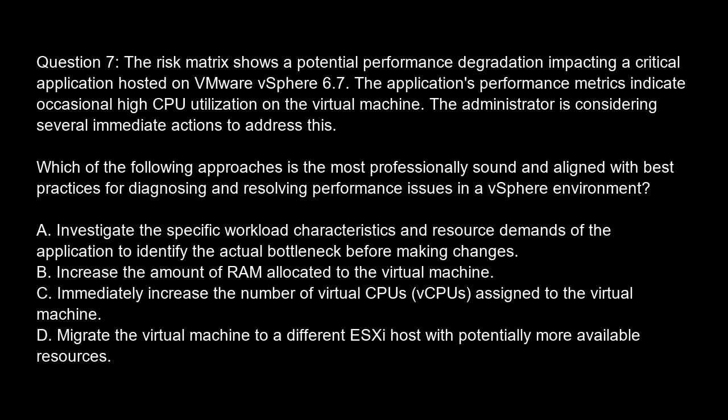Option A. Investigate the specific workload characteristics and resource demands of the application to identify the actual bottleneck before making changes. Option B. Increase the amount of RAM allocated to the virtual machine. Option C. Immediately increase the number of virtual CPUs, vCPU, assigned to the virtual machine. Option D. Migrate the virtual machine to a different ESXi host with potentially more available resources.